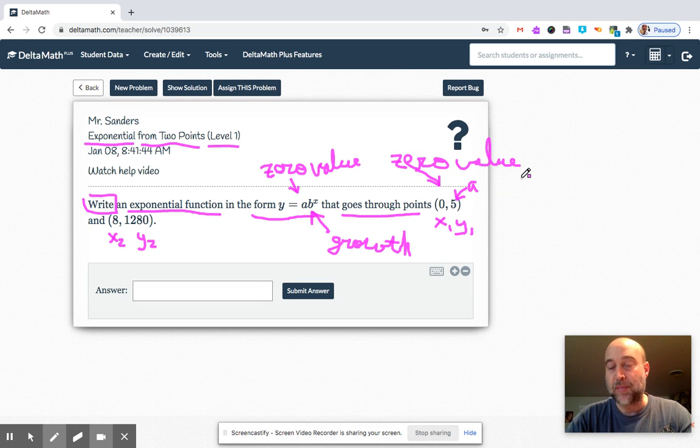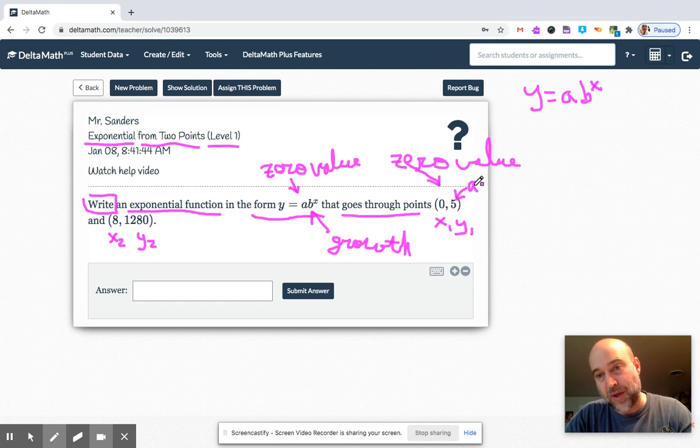Now if we wanted to kind of look at it, and if you forget what to do, plugging your values in is a good way to start. So let's start off with our equation, y equals a b to the x. And remember, exponential function, that's where the x is. So the x is in the exponent. Notice that's where the x is, exponential function.